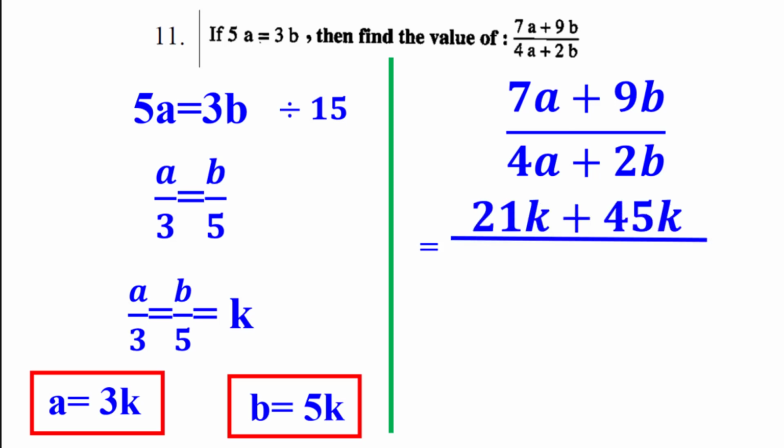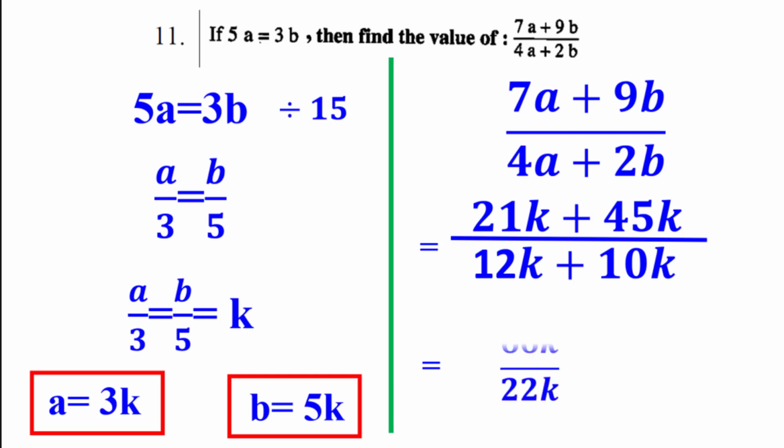By the same way, over 4a, 4 times 3 equals 12k, plus 2b means 2 times 5k equals what? Equals 10k. You can simplify 21k plus 45k equals 66k over 22k, 12 plus 10. Now in the simplest form equals what? You can cancel k, and 66 divided by 22 equals what, guys?